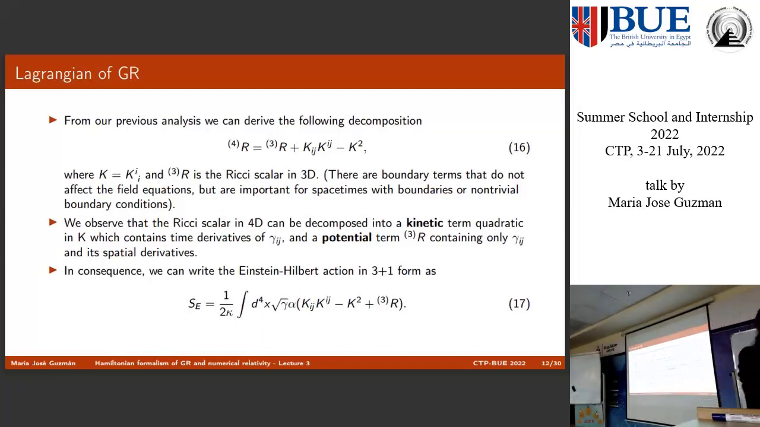And the Hamiltonian formulation is always very useful. For instance, if you want to go to quantum gravity, you would like to know what is the Hamiltonian of your theory of gravity, and then quantize your metric.